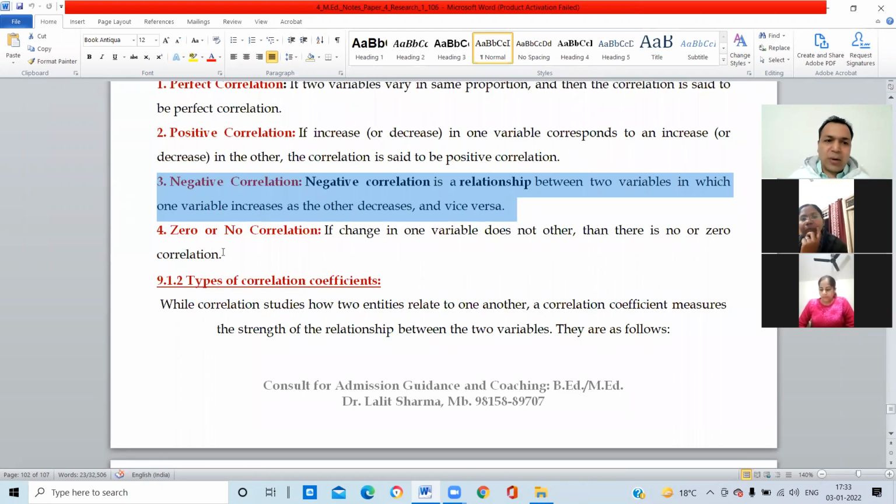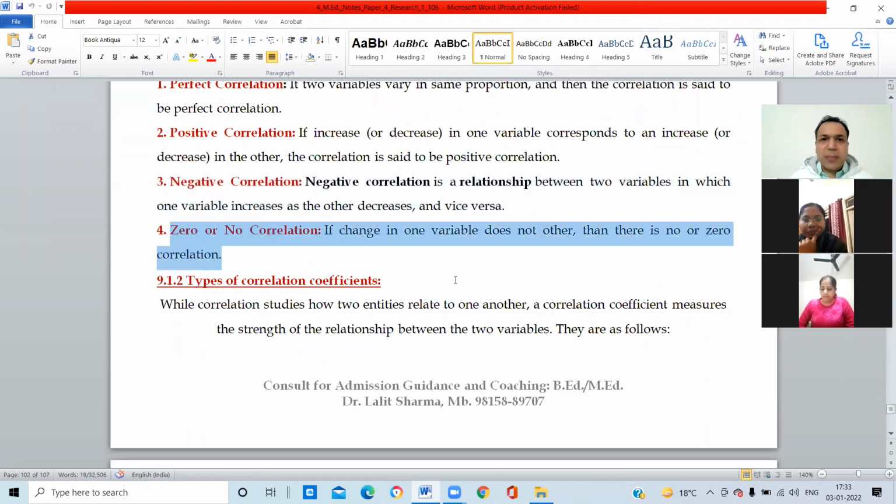And what is zero correlation? Zero correlation means if a change in one variable does not affect the other, then there is no correlation or zero correlation. It means if one variable is increasing and there is no effect, we can say that this is called a zero correlation, right?